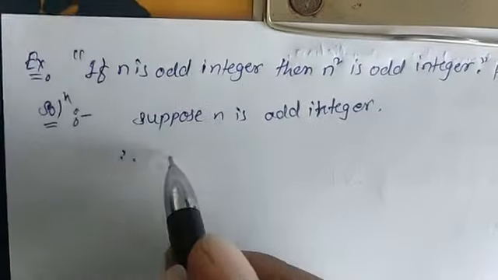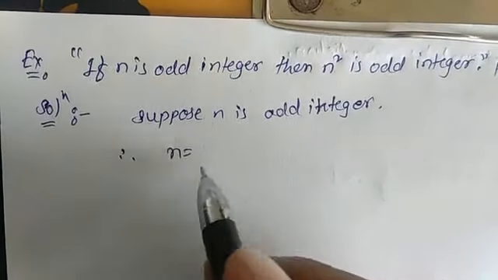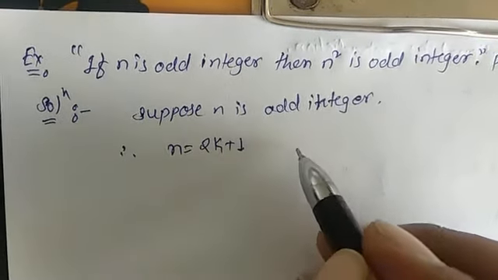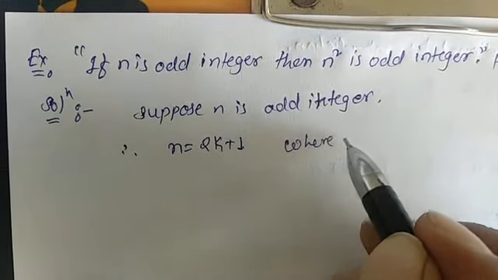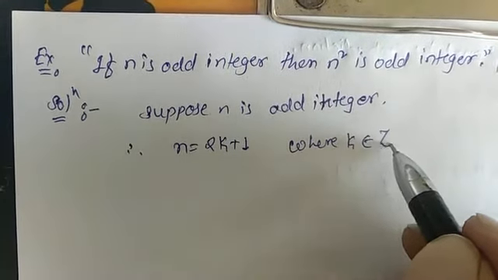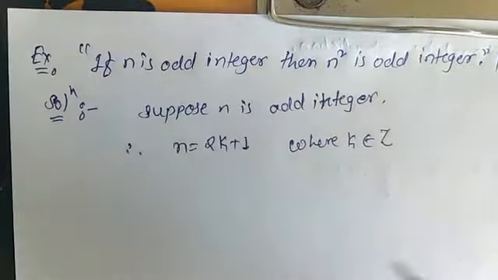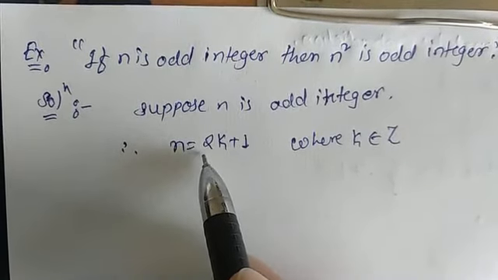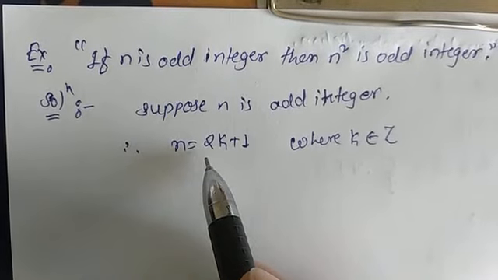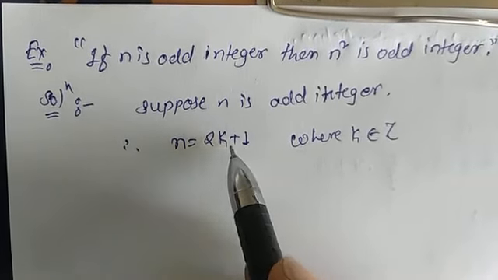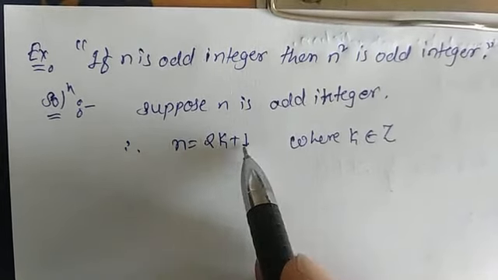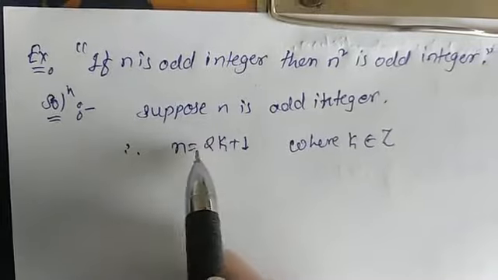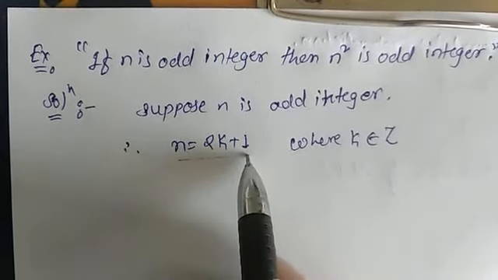Therefore, by the definition of an odd number, n can be written as n is equal to twice k plus 1, where k belongs to Z. That means you may take k equal to 0, it will be 1. K equal to 1 gives 2 plus 1, 3. K equal to 2 gives 4 plus 1, 5. All these are odd numbers. So the general form of an odd number is n equal to twice k plus 1.